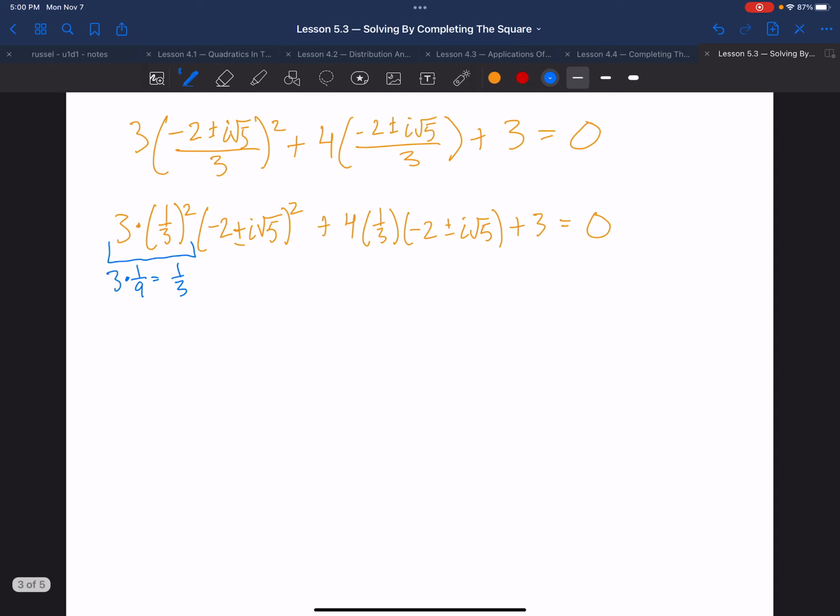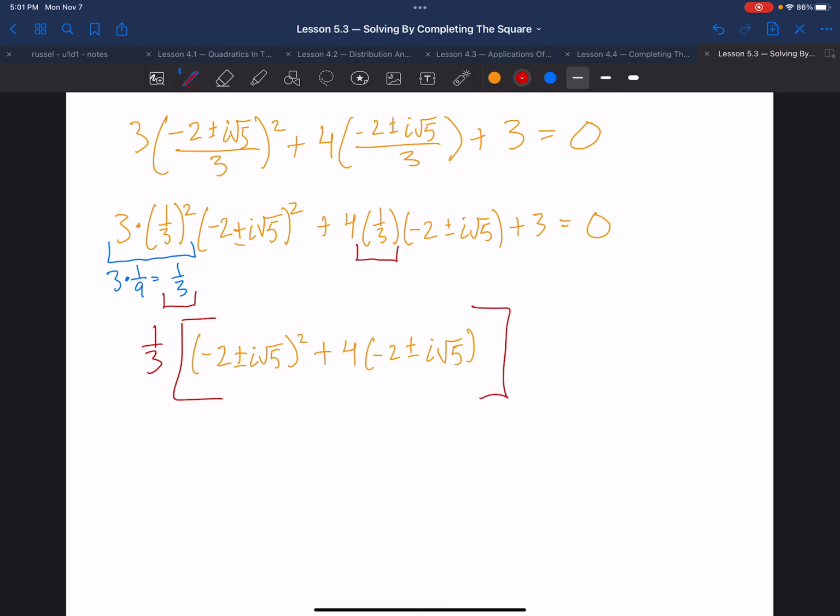So, how do I do this? This 1/3 and this 1/3 can be factored out as 1/3, and I'm going to use big old brackets here. And then I have negative 2 plus or minus i root 5 squared plus 4 times negative 2 plus or minus i root 5 plus 3, but 3's at the end, so I'm going to do that. I say plus 3 equals 0.